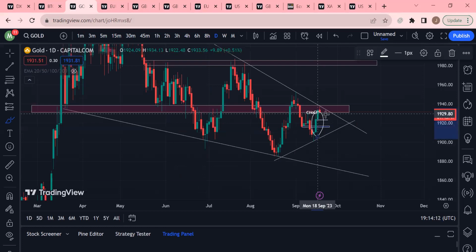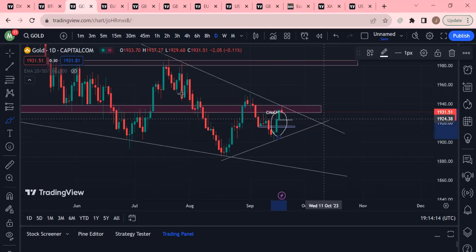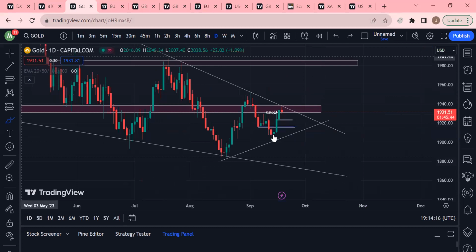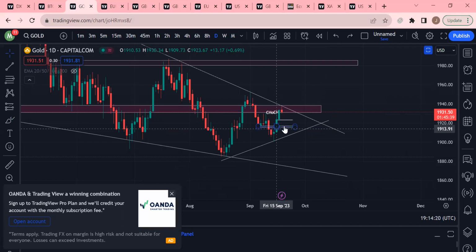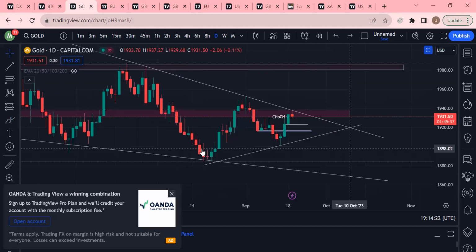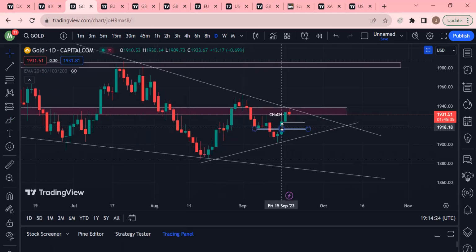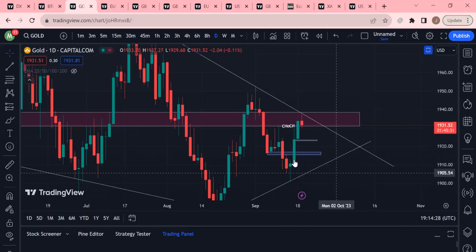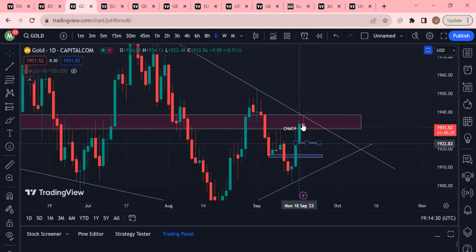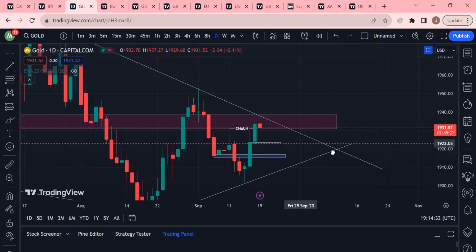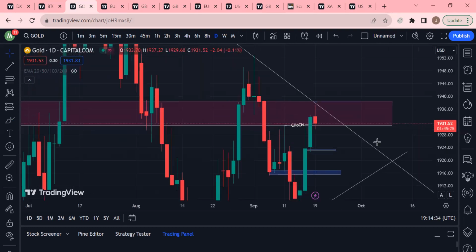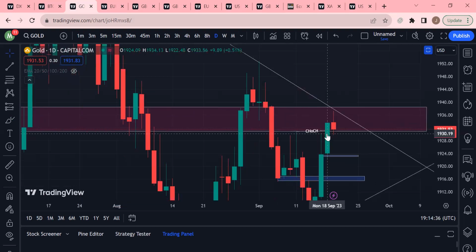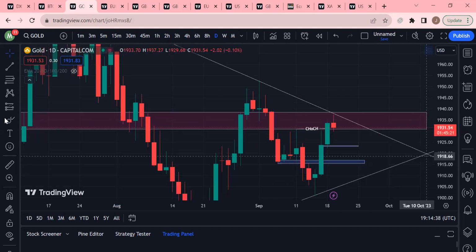Even if I'm getting a red candle, look at the price action. This was a hammer. On the 15th, Friday was massively bullish. Then it came back and gave us a morning star. Now we got a bullish candle again. There were no sellers yesterday, Monday. Today is Tuesday right now. The only sale we can see is this one.